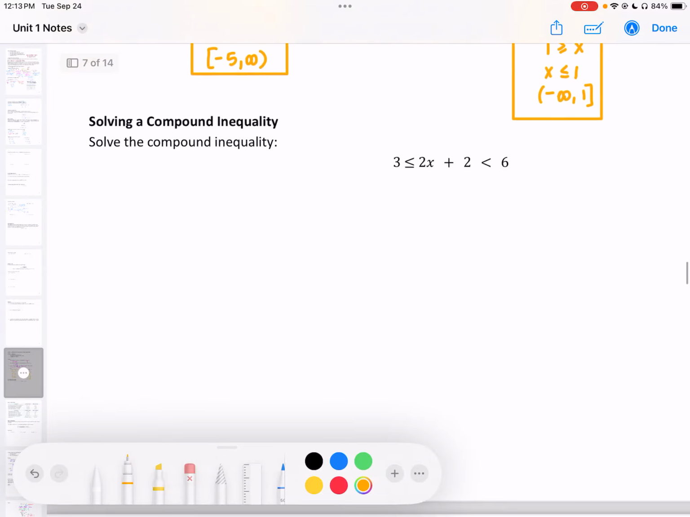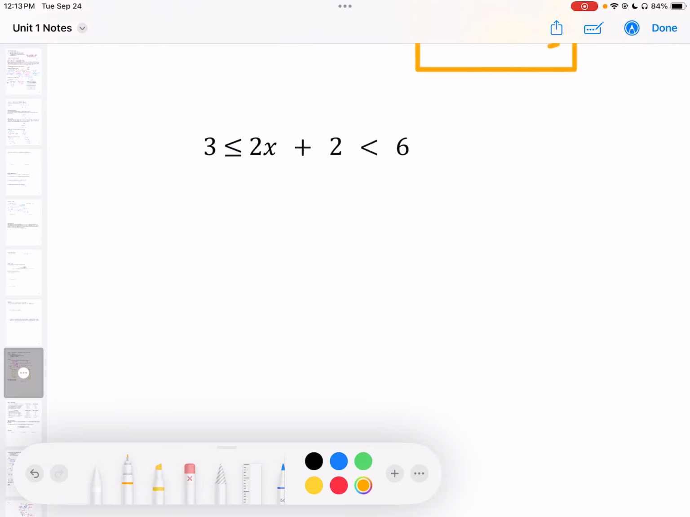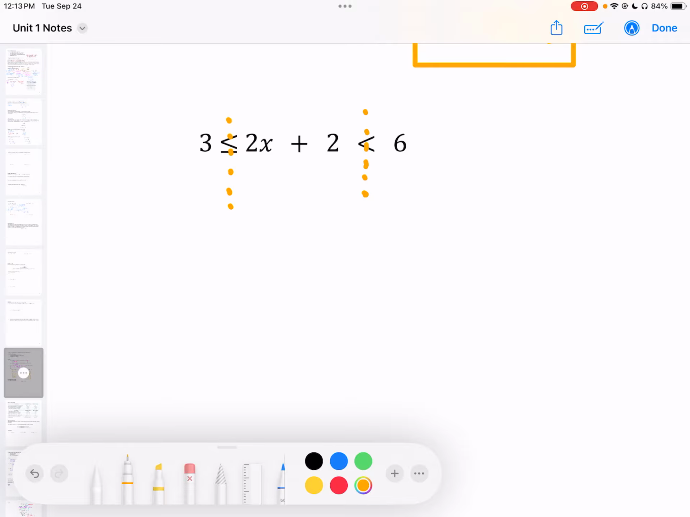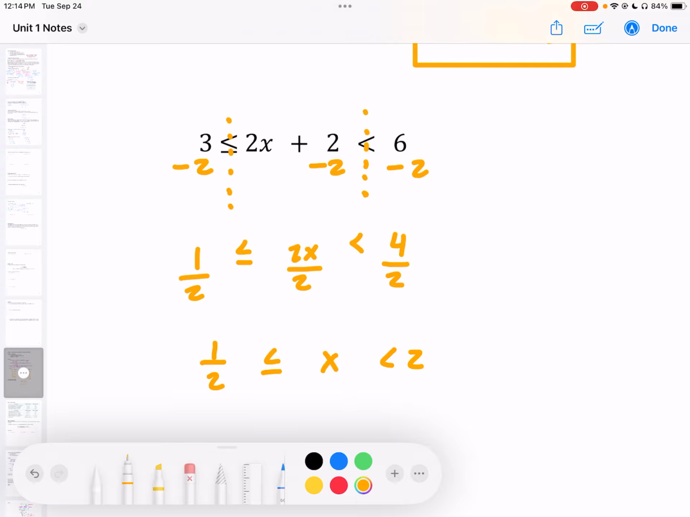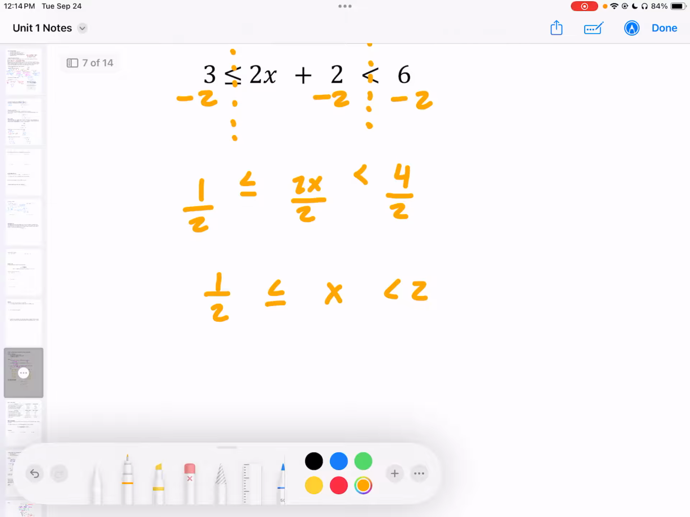Let's take a look at this compound inequality. Okay, for compound inequality, you are going to have essentially 3 sections. So you could treat these as 3 different sections. We're going to go ahead and subtract 2 from each section. And then we will divide by 2 in each section. So there's our solution in inequality notation. Our solution with interval notation would look like this.